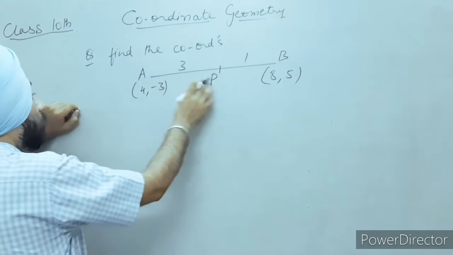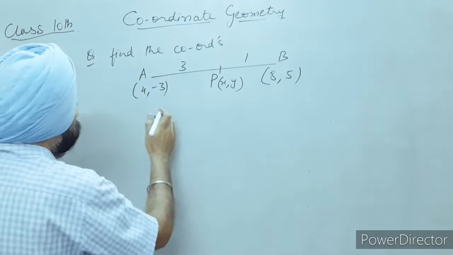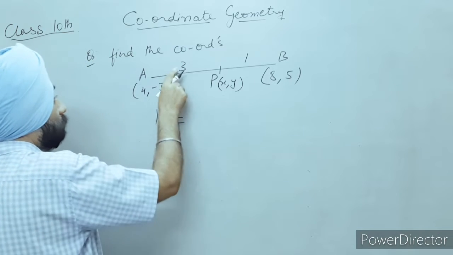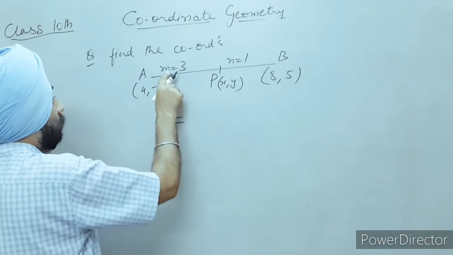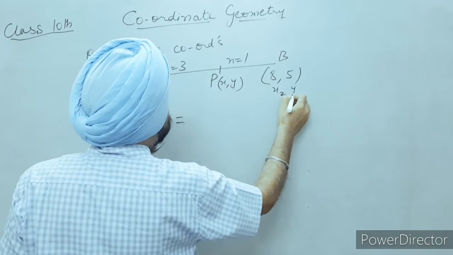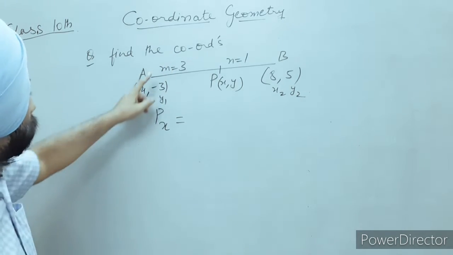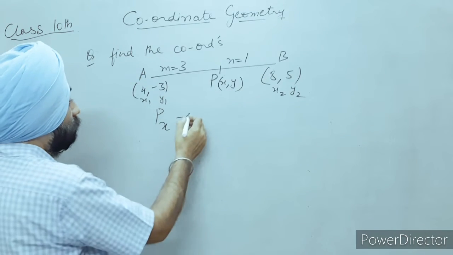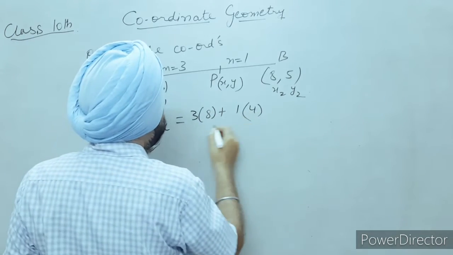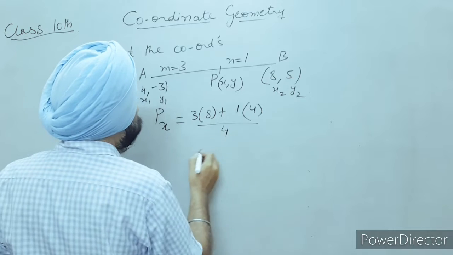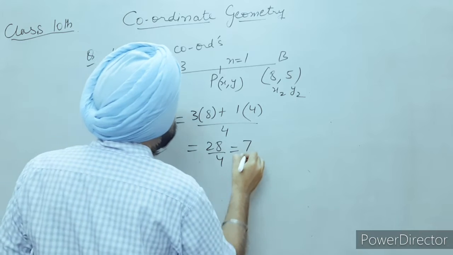Let this be (x, y). Now we wrote the formula, and I need P of x. This is your m, this is your n. This is x2, y2 and this is x1, y1. Now, m into x2, that is 3 into 8, plus 1 into 4, divided by 3 plus 1, that is 4. 24 plus 4 is 28, upon 4, this is 7.